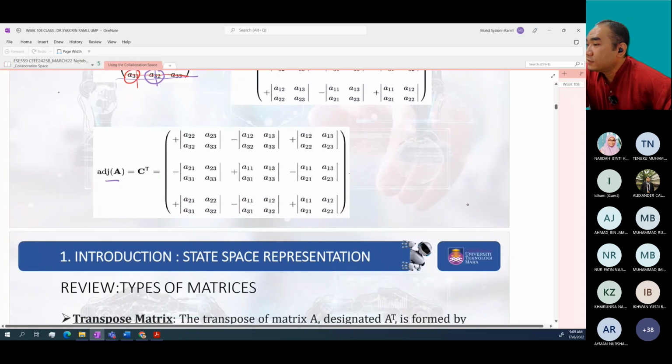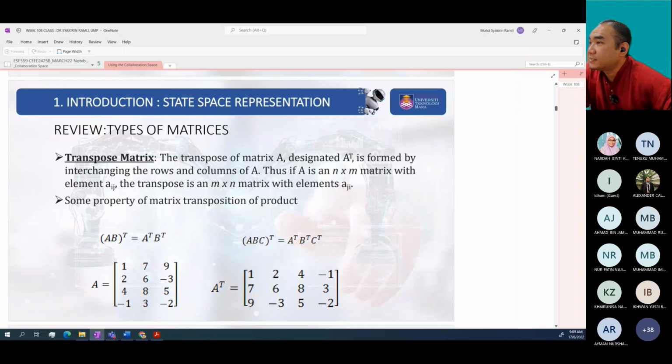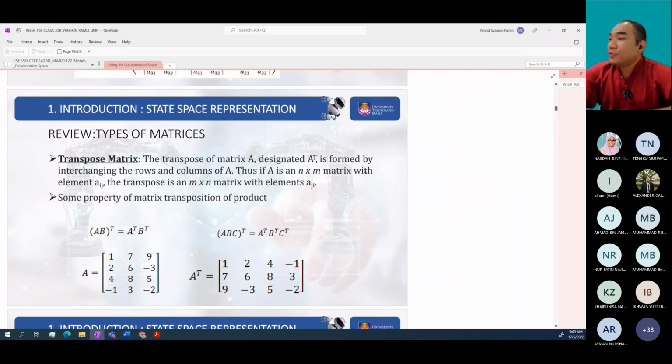Right, let's move on. Okay, so this is the transpose of the matrix. The transpose of the matrix A is designated as A transpose. Whenever you see a T on top, that implies that this is the transpose of the matrix A. The transpose of the matrix A is formed by interchanging the rows and columns of A. Thus, if A is an n by m matrix with elements a_ij, the transpose is an m by n matrix with elements a_ji.